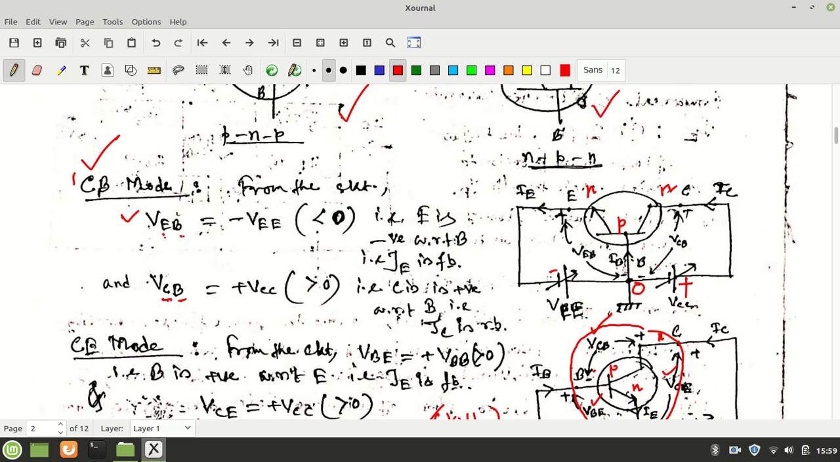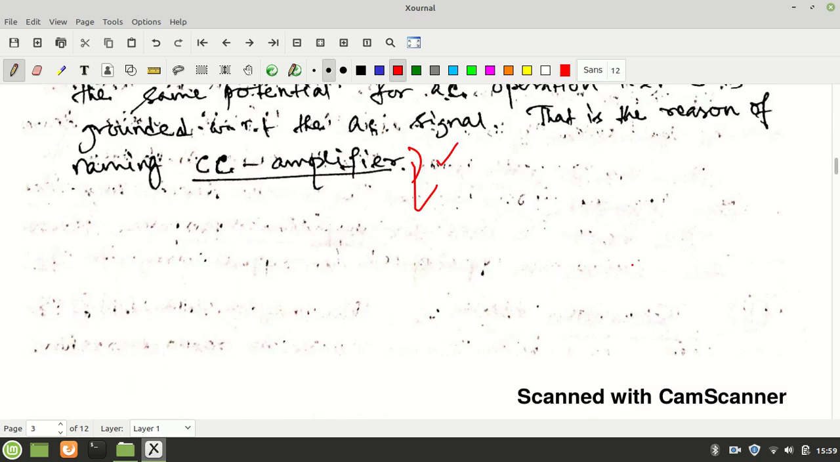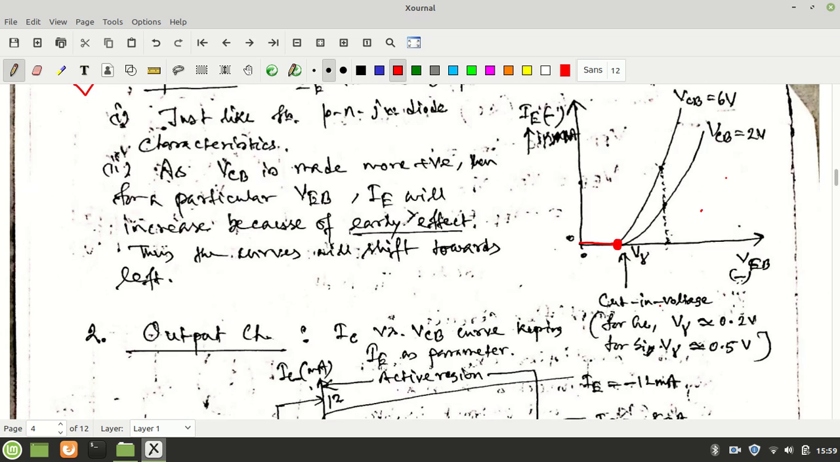You can see collector base voltage is the output voltage, VEB is the input voltage, and IE is the input current which is flowing out, that is negative. IC, the collector current, is the output current which is flowing in, that is positive, and VCB is positive again, but VEB is negative because the negative terminal is connected to the emitter. So all these symbols are taken care of here in the graph.